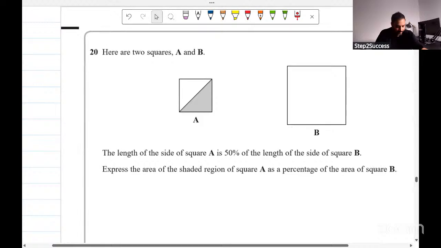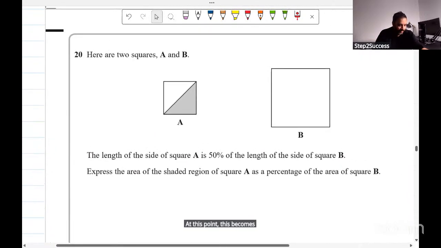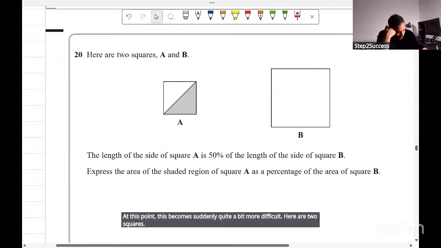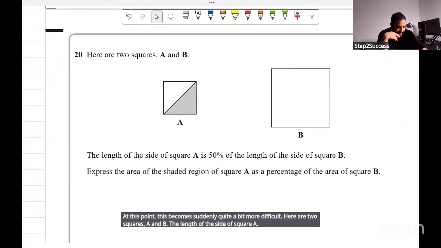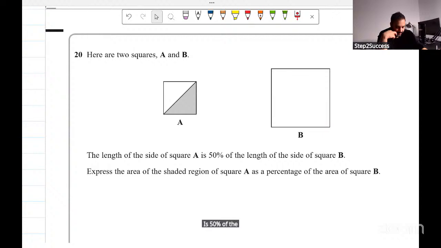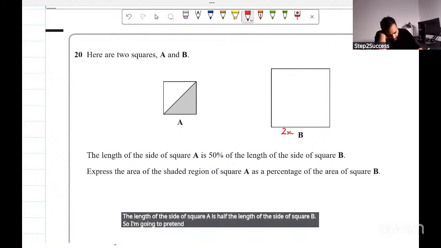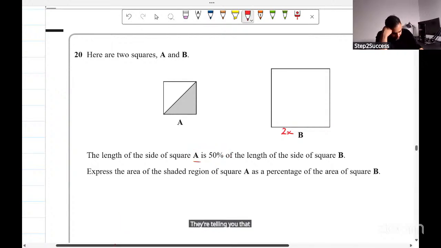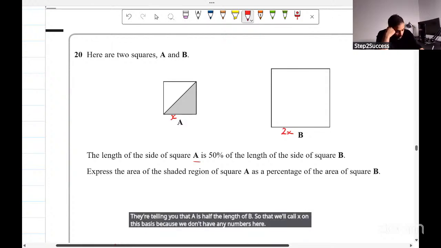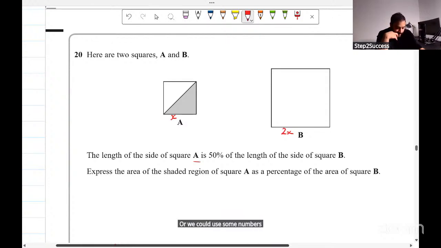At this point, this becomes suddenly quite a bit more difficult. Here are two squares, A and B. The length of the side of square A is 50% of the length of the side of square B. The length of the side of square A is half the length of the side of square B. So I'm going to pretend that this is 2x. They're telling you that A is half the length of B, so we'll call it x on this basis because we don't have any numbers here. Or we could use some numbers actually, but we'll just use this for now.